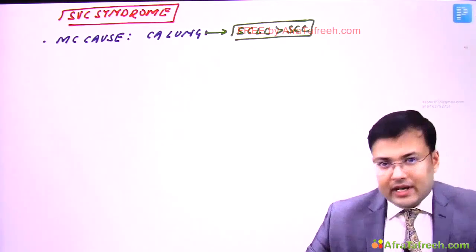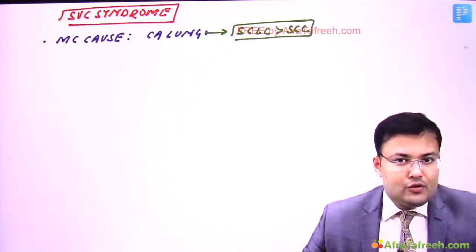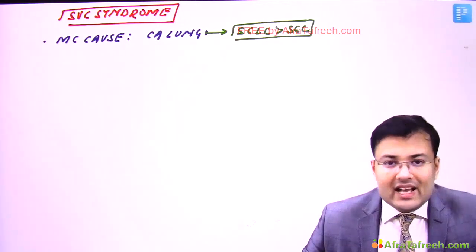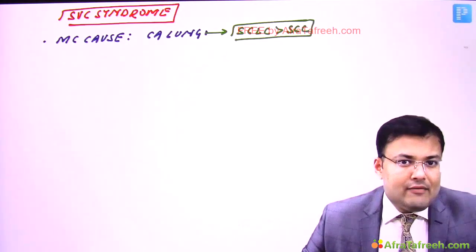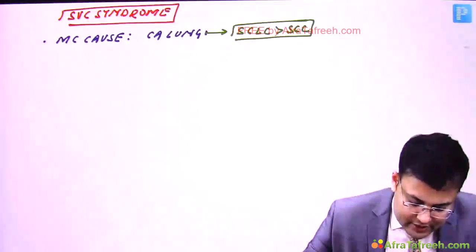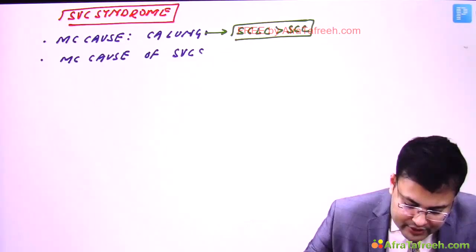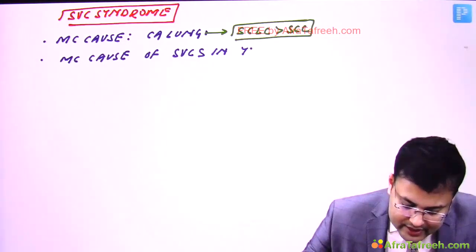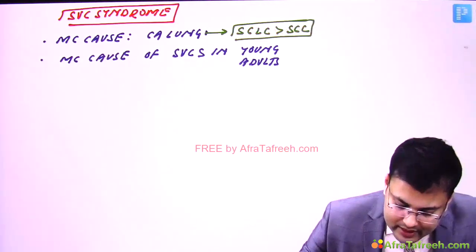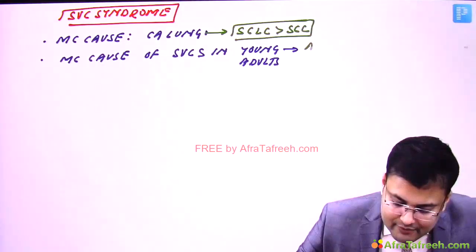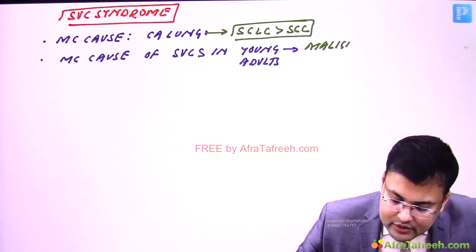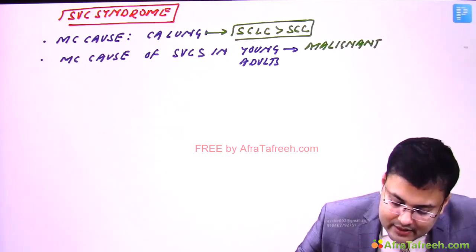And if we are talking about most common cause of superior vena cava syndrome in young adults, then it is malignant lymphoma. So what's the most common cause of superior vena cava syndrome in young adults? Clear? And it is malignant lymphoma.